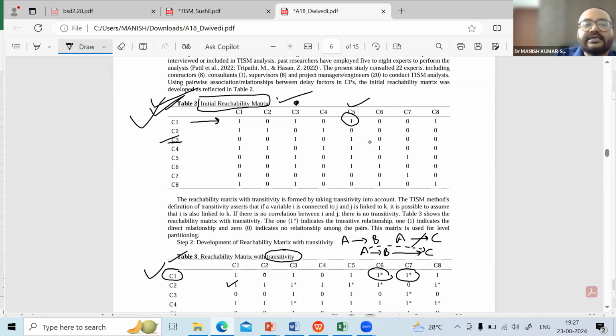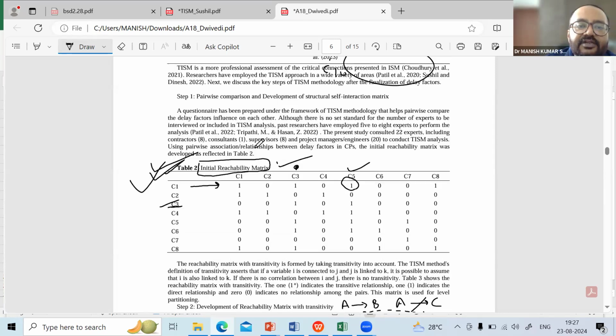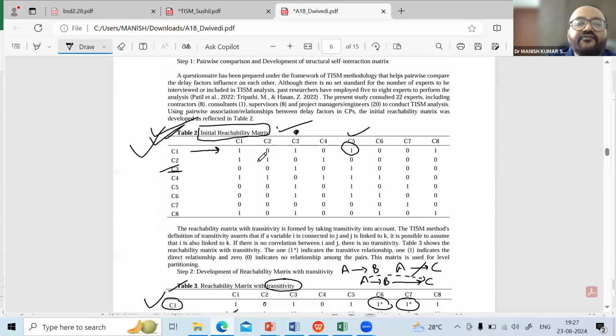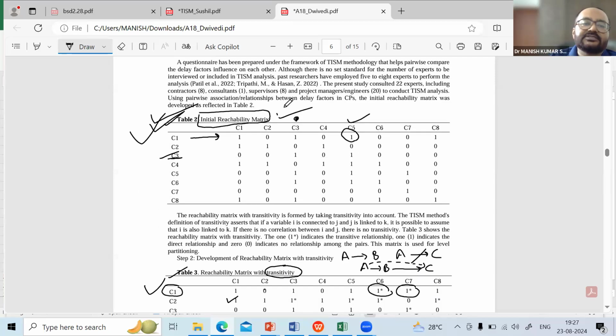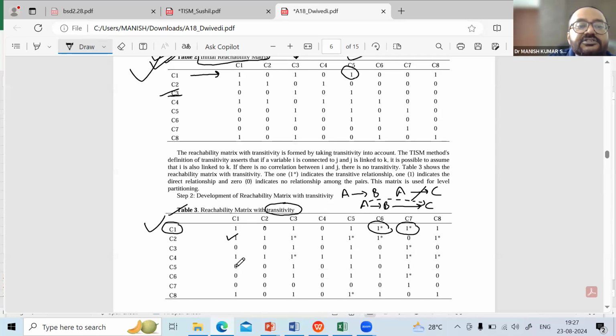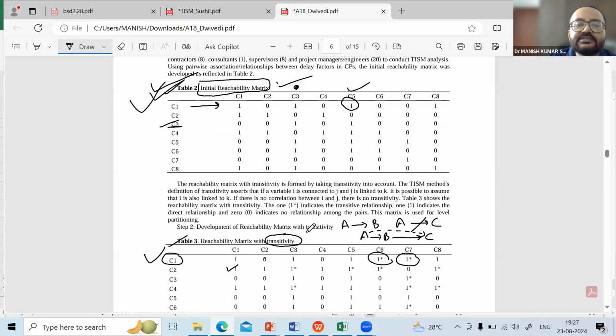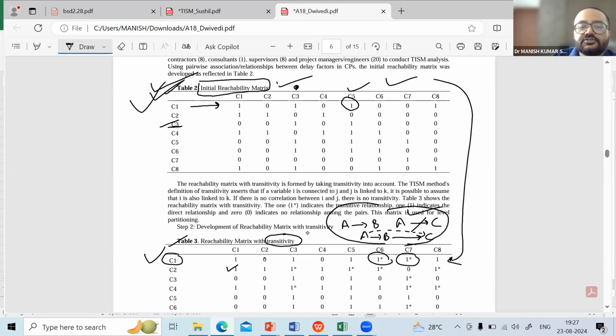So see what I'm going to tell you. This is the initial reachability matrix. How to prepare it, you know this. Now we are trying to shift to the reachability matrix, with transitivity. Transitivity means that kind of relation where I have explained this one. Is there any indirect relationship among the variables? With the help of this, we are going to find out. Okay, so we'll start by this one.